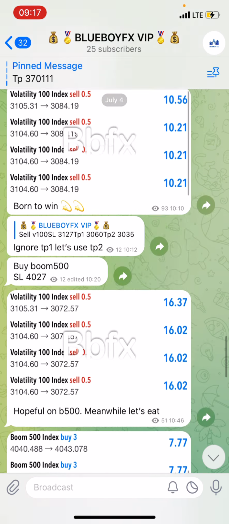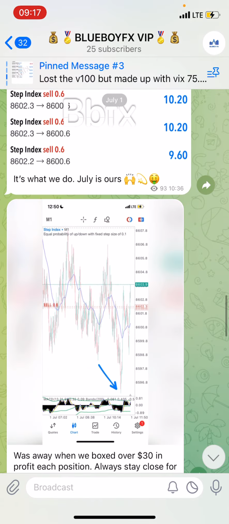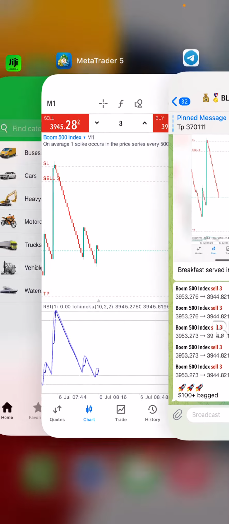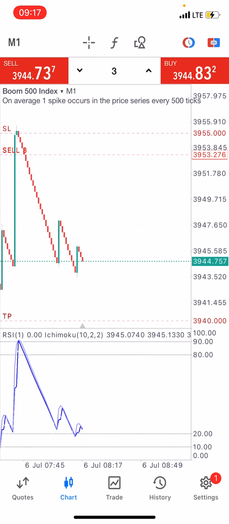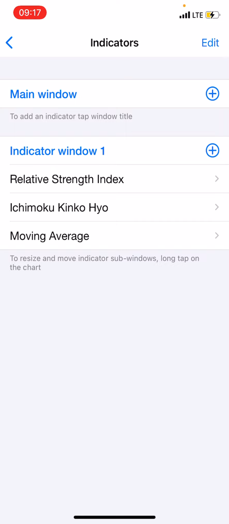So these are trades we've been given for days now, and we are yet to lose a trade in a long while. This is July, throughout July, 6 days now, we've been giving trades without losing any. So let's get back to the chart, and let me show you how this works. This indicator is very simple, and the indicators I'm using here on the indicator window are the relative strength index, Ichimoku, and the moving average.